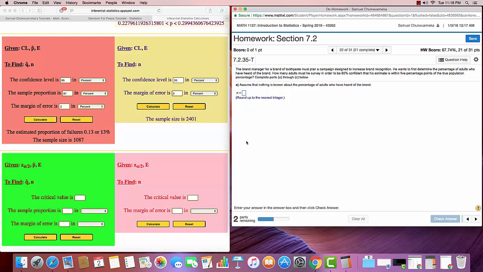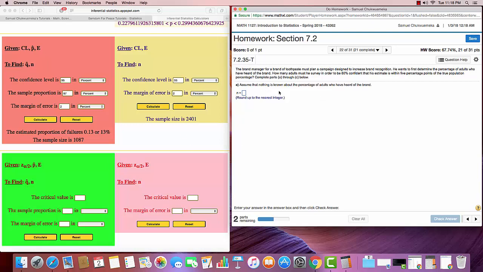Question 22. The brand manager for a brand of toothpaste must plan a campaign designed to increase brand recognition. He wants to first determine the percentage of adults who have heard of the brand. How many adults must he survey in order to be 80% confident that his estimate is within 5 percentage points of the true population percentage? So this means that the margin of error is 5%.